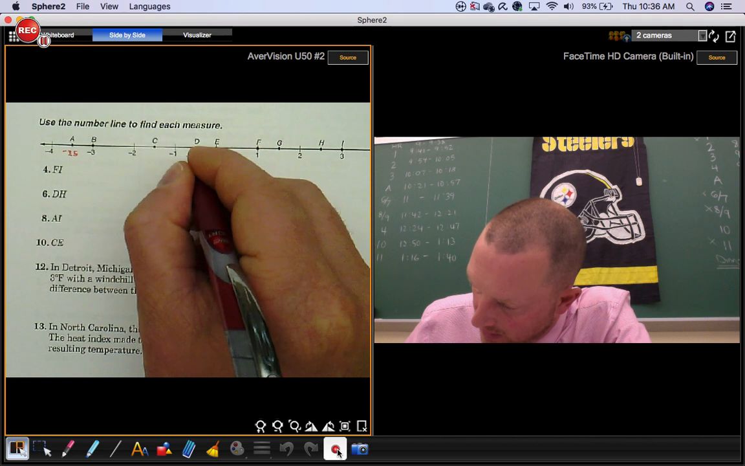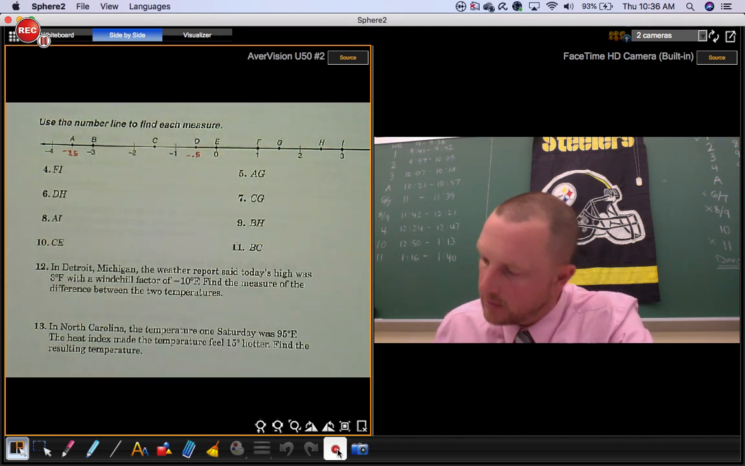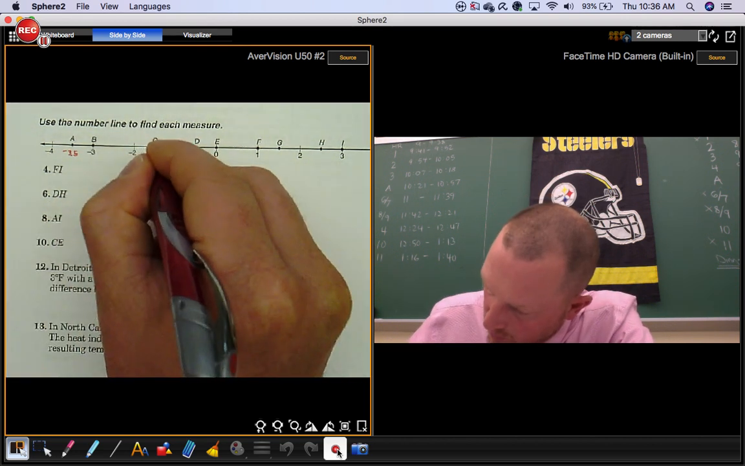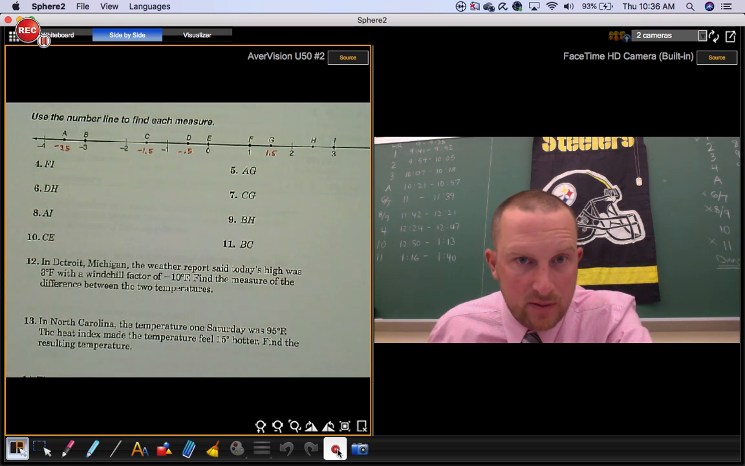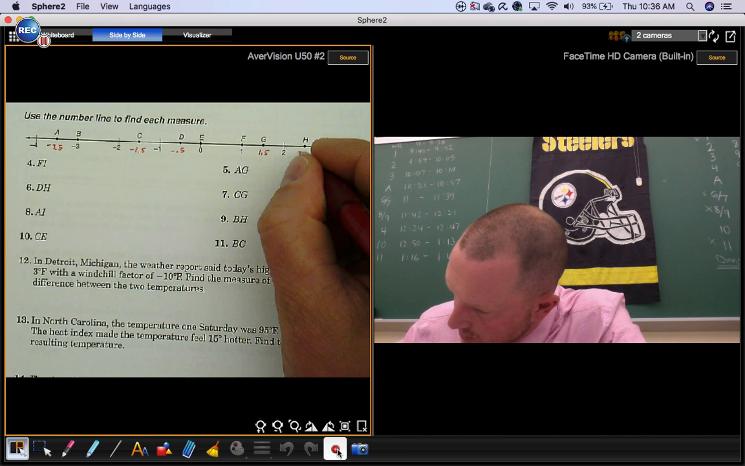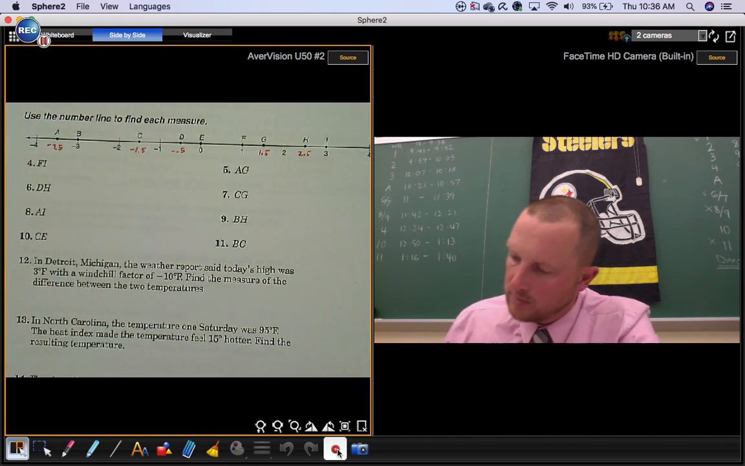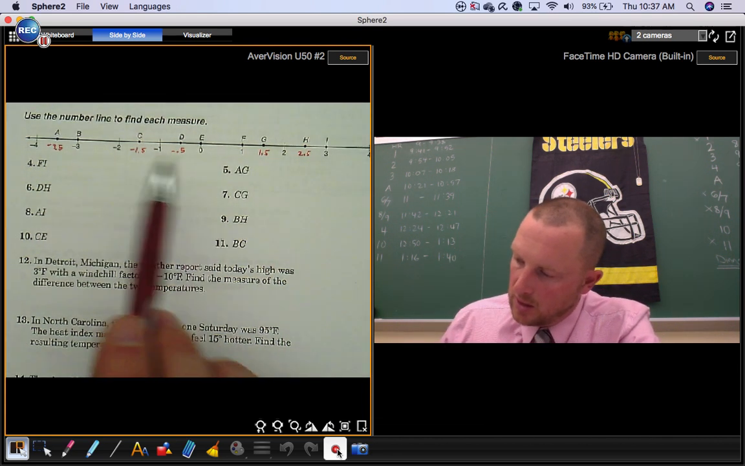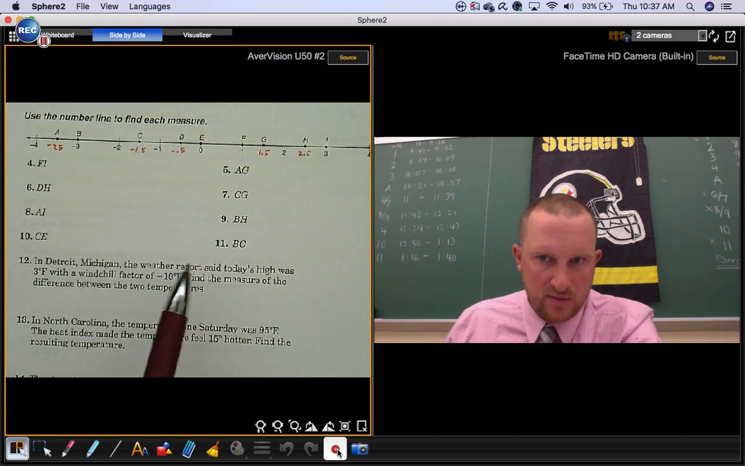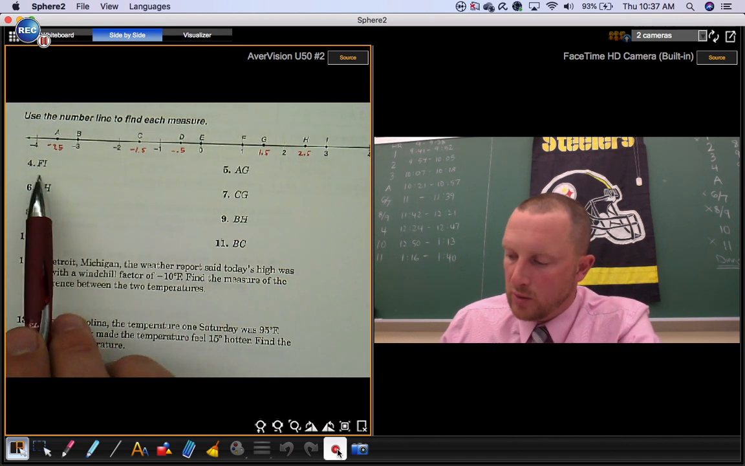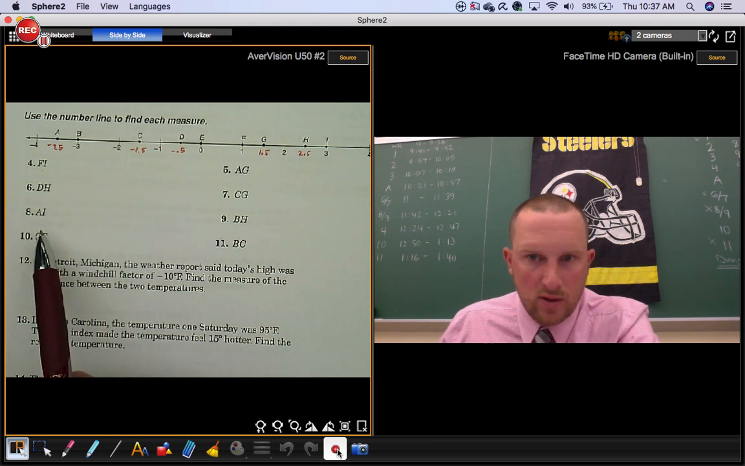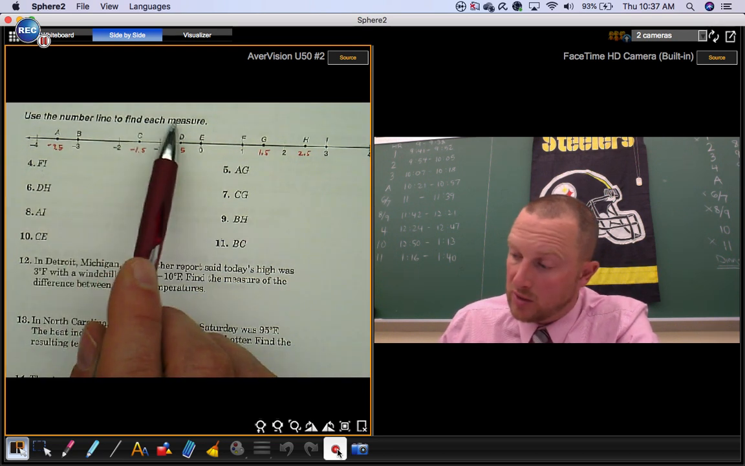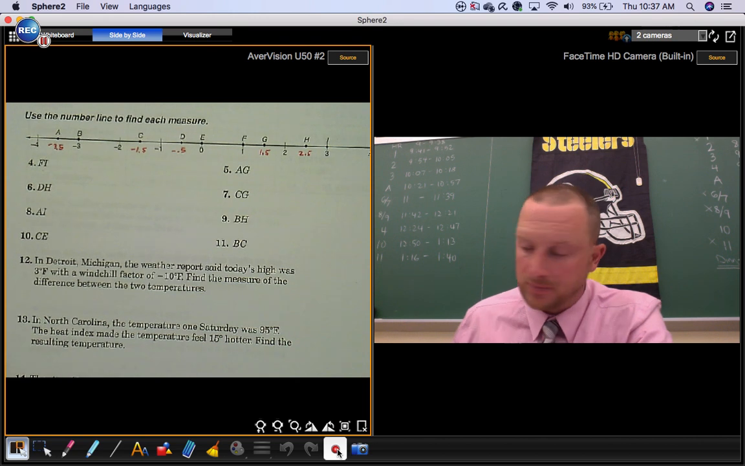D lives at -0.5. C lives at -1.5. G lives at 1.5. H lives at 2.5. You got coordinates for all of the rest of these points. All you're doing to find these lengths is subtract. Subtract those coordinates, take the absolute value, make sure you're getting a positive measure.